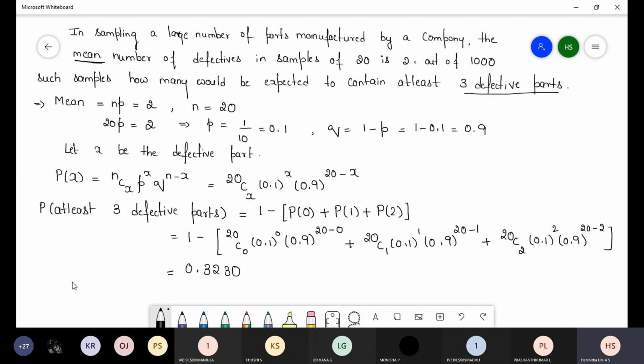Here, one more thing they asked: out of 1000 such samples. So we have to find this for the 1000 such samples. For 20, we got 0.3230. What about for the 1000? So here we can write, thus the number of defectives in 1000 samples is 1000 into 0.3230. So for 20 we got the probability of 3 defective parts as 0.3230. What about for 1000? It is 323.